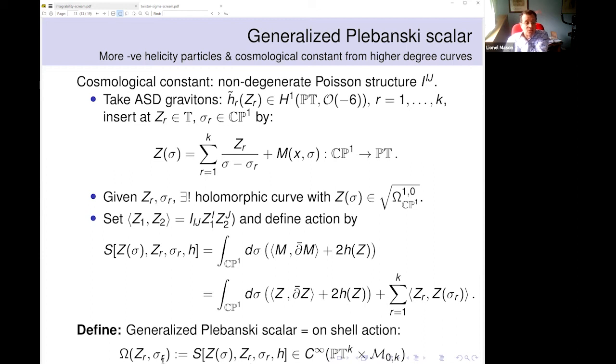And the on-shell action will then define a function of k points on twistor space and k points on the Riemann sphere. And at this point, I suddenly panic as I look at the clock and my chairman tells me that I've run out of time.